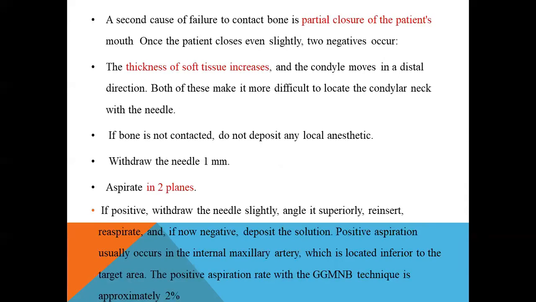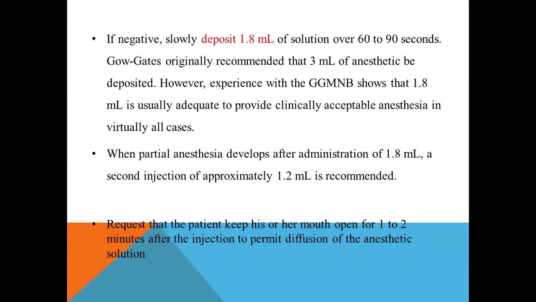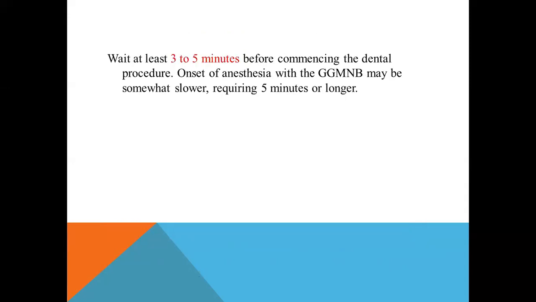A cause of failure to contact the bone is partial closure of the mouth, as the thickness of the tissues increases. If bone is not contacted, do not deposit any of the local anesthetic solution. Aspiration has to be done in two planes. If aspiration is negative, slowly deposit the anesthetic solution. Finally, you will achieve the nerve block.